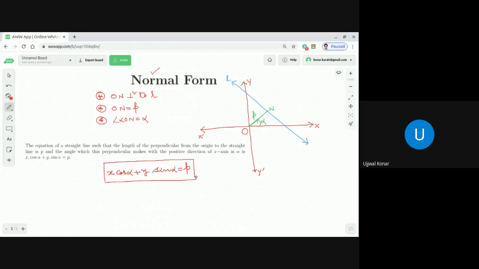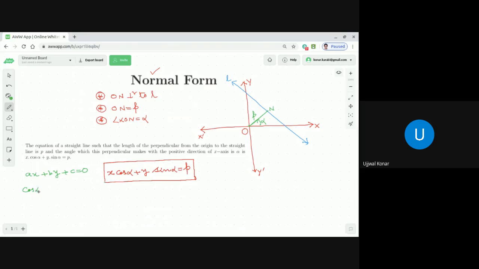Now, if you recall, in all of our previous sessions, and all these session lectures are available both on YouTube and on the online test platform, this equation can also be represented in the standard form. What is the general equation of a straight line in standard form? That is actually ax plus by plus c is equal to 0.